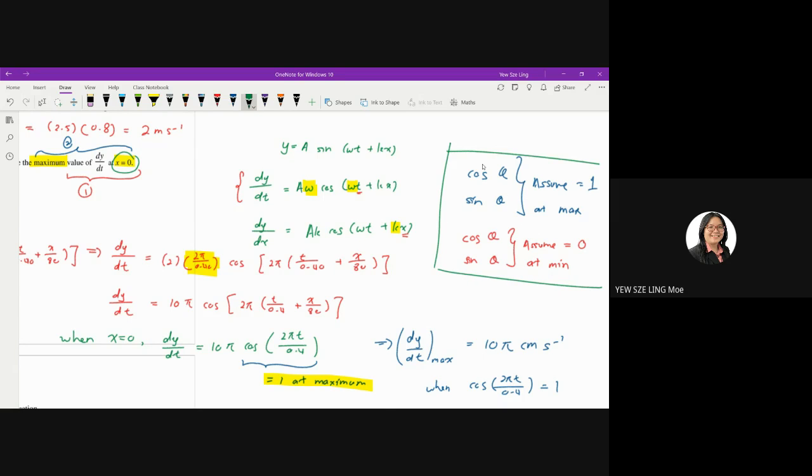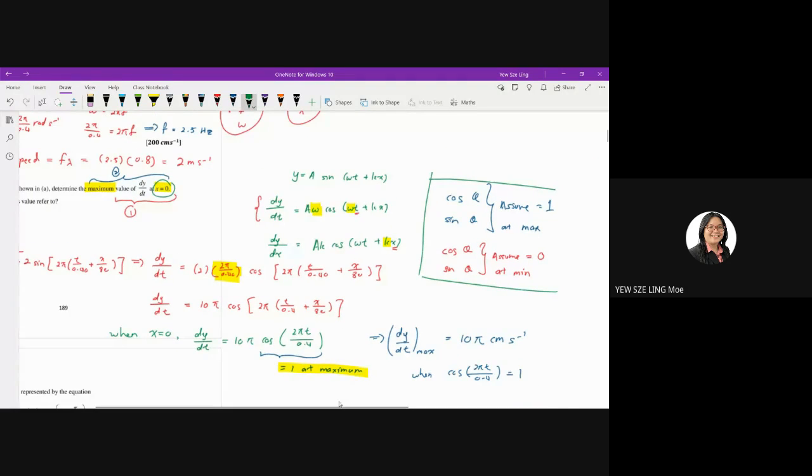In SEM 2. So right now, this is just a brief intro telling you how to calculate the value at maximum. If the question is asking for the value at maximum, then you just assume the trigo part is equal to 1, which in this case, our cos of 2 pi t over 4 over 0.4 is equal to 1. All right. So this part is slightly complicated.